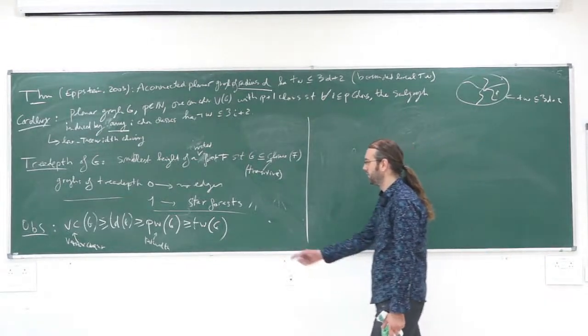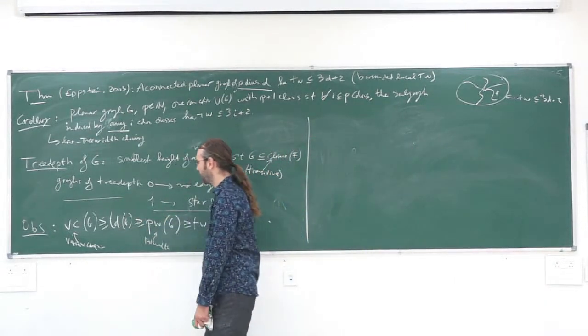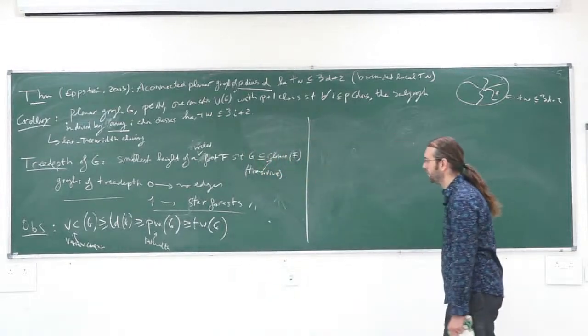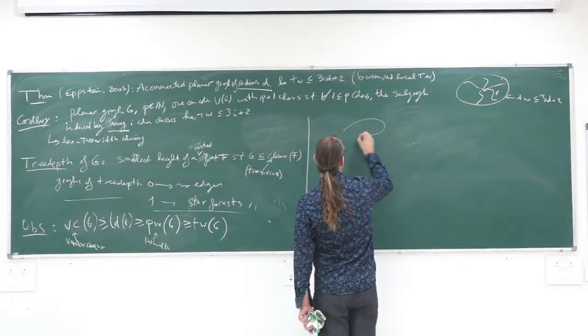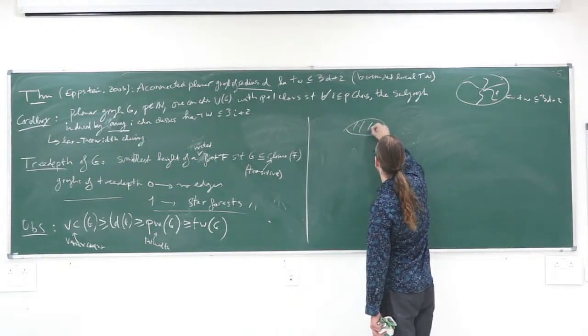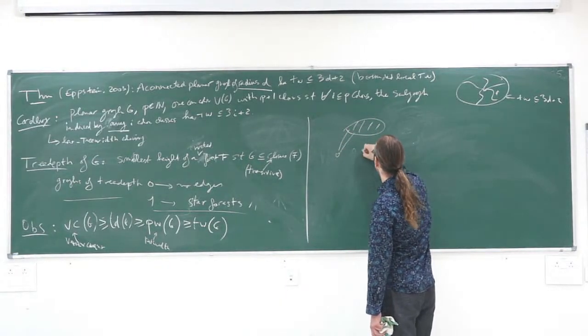Path width, tree width, and now tree depth, which I just introduced. So why is that? Let's see the first inequality. If you have a small vertex cover, that means you have some set and everything else is an independent set.